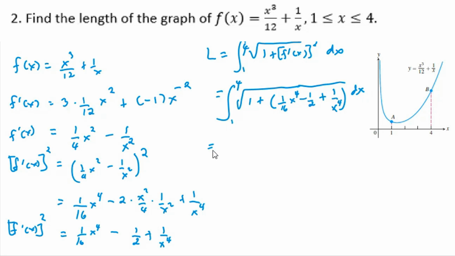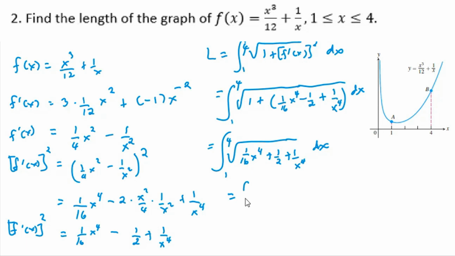So by simplification, like terms, we have 1 and negative 1/2. So we'll just subtract that. It becomes 1/2. So therefore, the integral of the square root of 1 over 16 of x raised to 4 plus 1/2 plus 1 over x raised to 4 dx. So this will be evaluated from 1 to 4. And this radicand is a perfect square trinomial. So therefore, it can be factored in the form of a square of binomial.